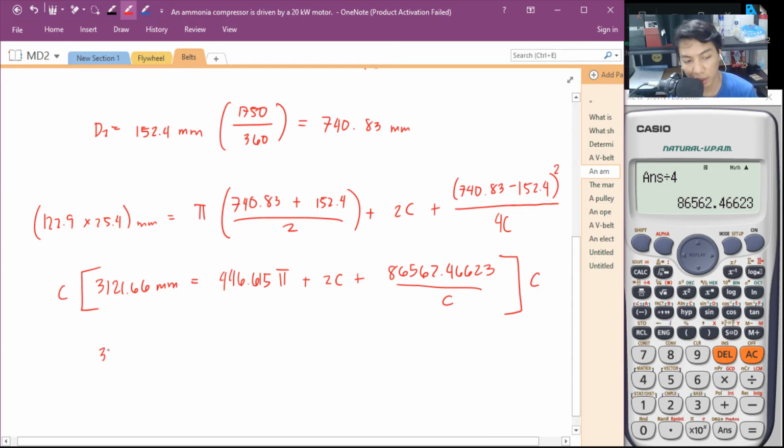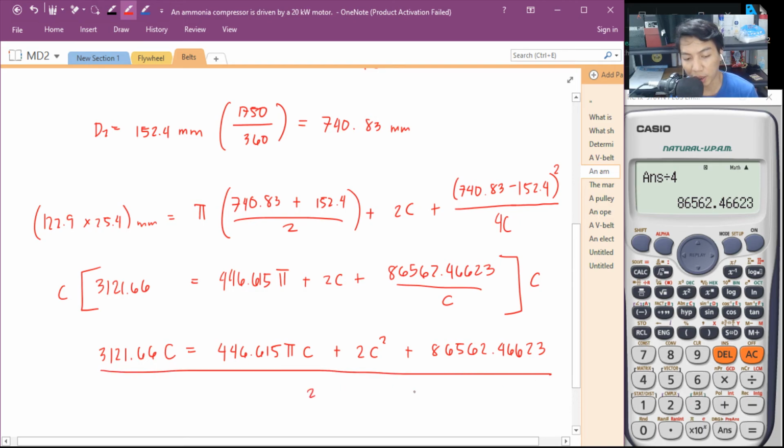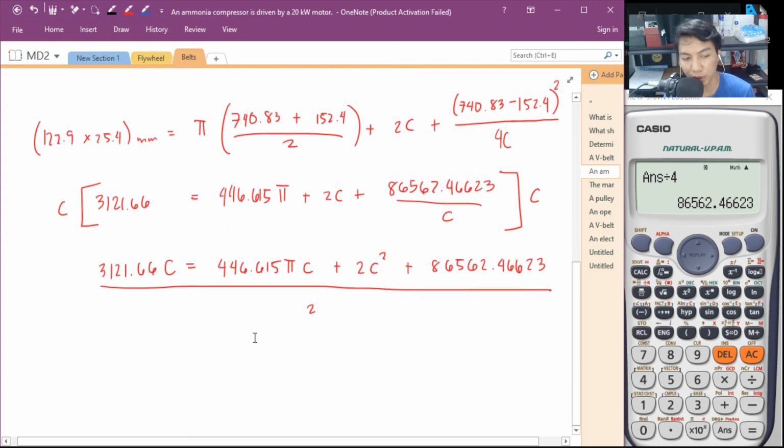C, bale 3121.66 C equal to, tanggalin ko na yung mm ha, mm naman lahat lalabas dyan. 446.615 pi multiplied to c plus 2c squared plus 86562.46623. Ngayon, may c squared dyan. Divide natin by 2 para maayos lang yung ating buong equation.